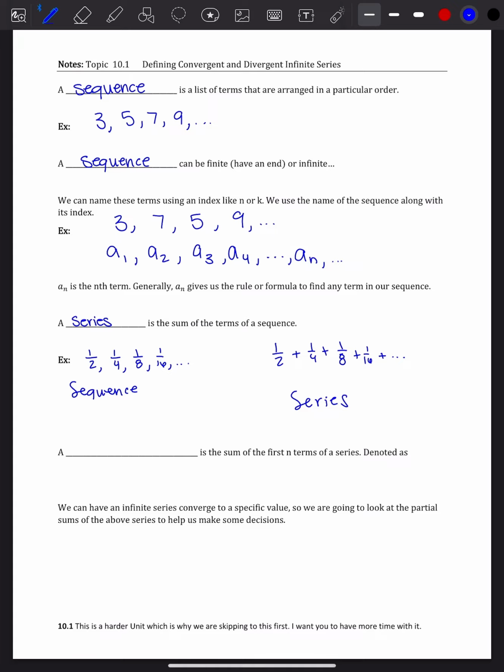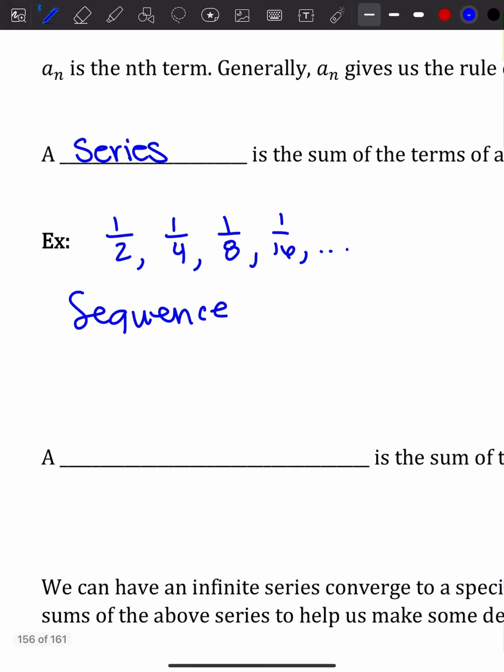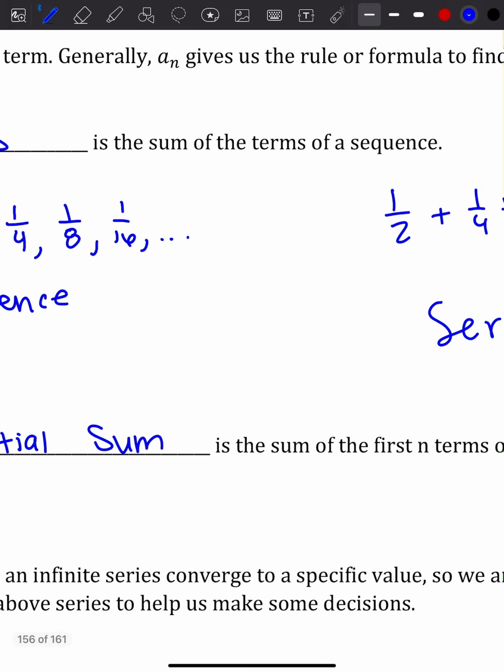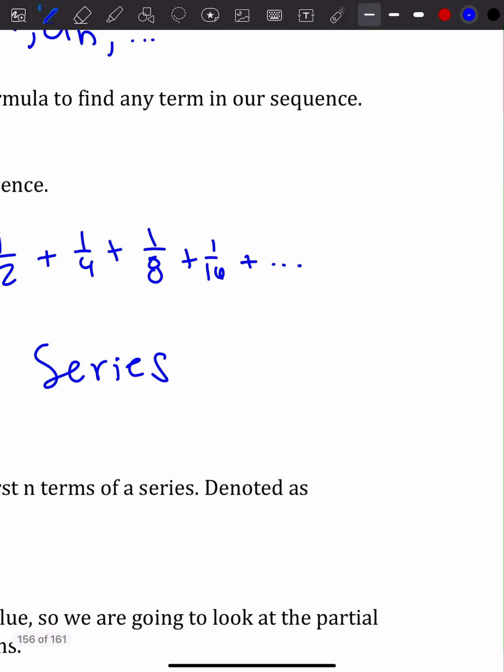So a partial sum is the sum of the first n terms of a series. We may not know what a full sum of the series is, but we might be able to find a partial sum. So sometimes we will look at that. A partial sum is denoted by S, so capital S sub n or S sub whatever. So if I wanted S sub 5, that would be the sum of the first 5 terms.